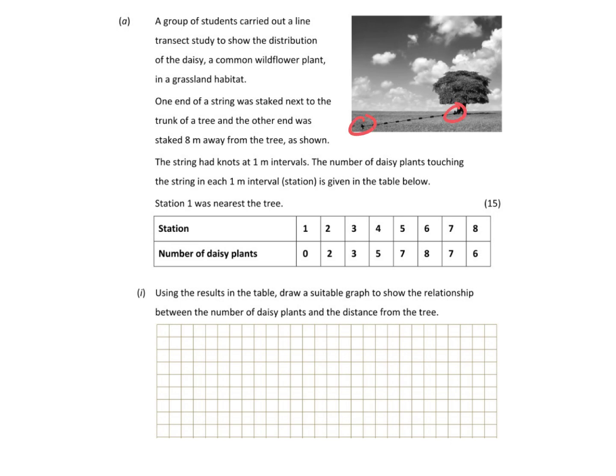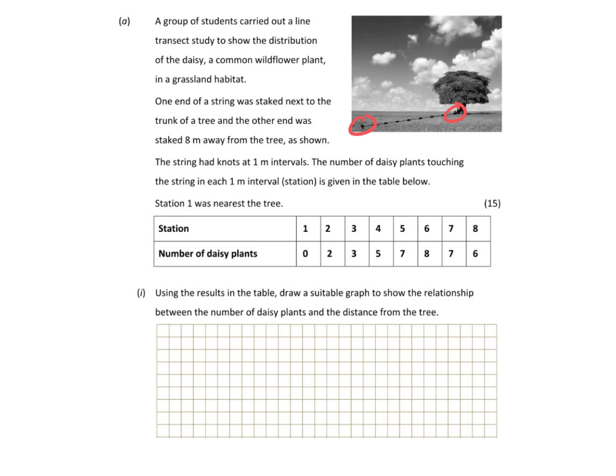The string had knots at 1 metre intervals. The number of daisy plants touching the string in each 1 metre interval is given in the table below. Station 1 was nearest the tree. So using the results in a table, draw a suitable graph to show the relationship between the number of daisy plants and the distance from the tree. So a bar chart is probably the most suitable for this. So we'll start that off.